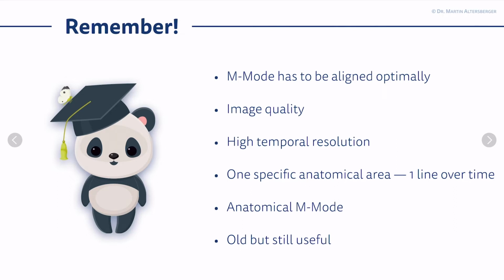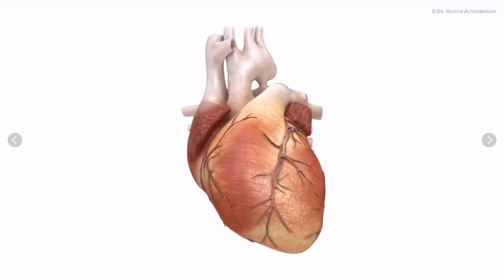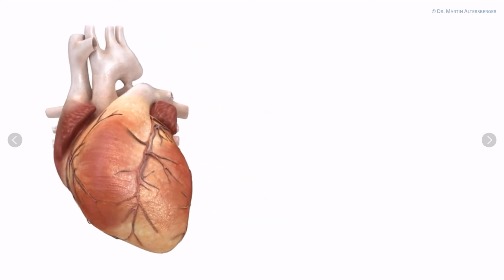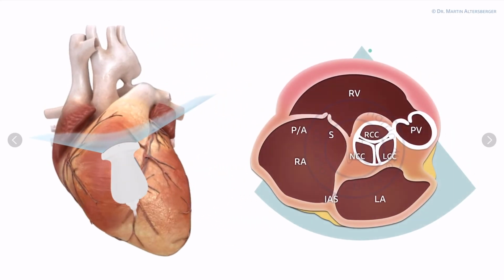To make it easier, probably helpful are the anatomical M-Modes. This is a version of the M-Mode where you can align the M-Modes not from the transducer beam, but from different positions in the image. M-Mode might be an old measurement, but in some pathologies it is still useful and gives you a lot of additional information.